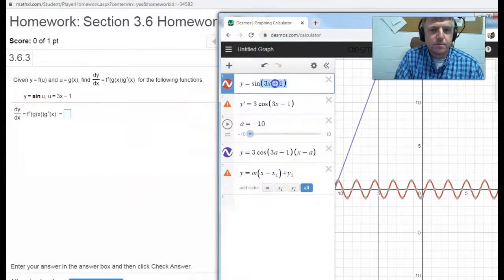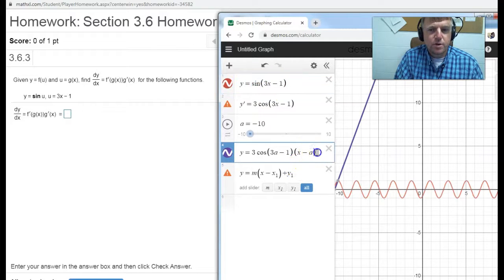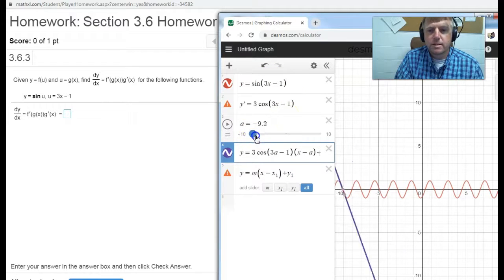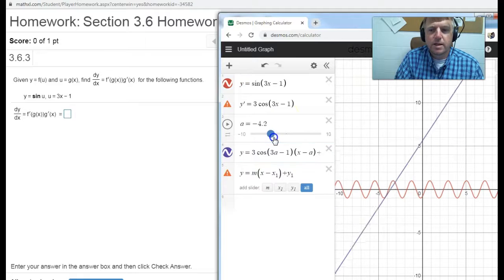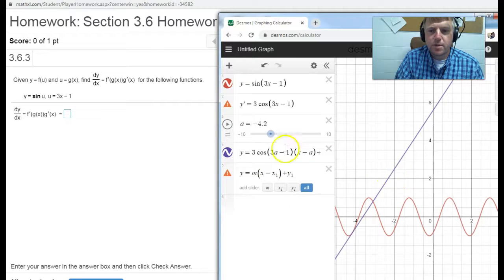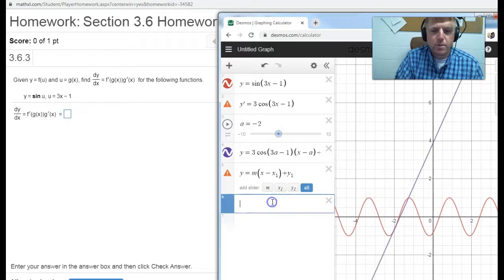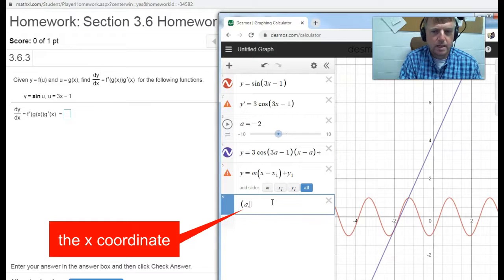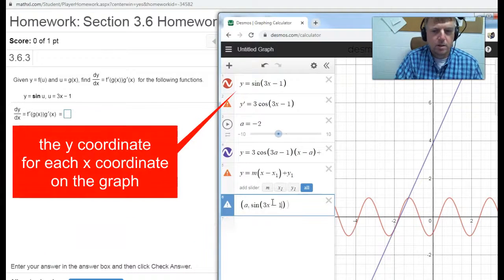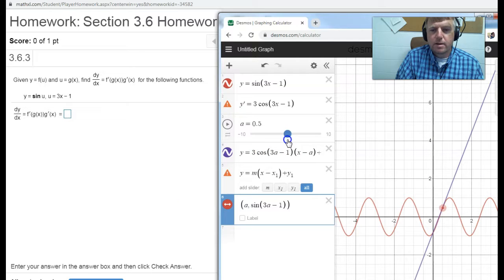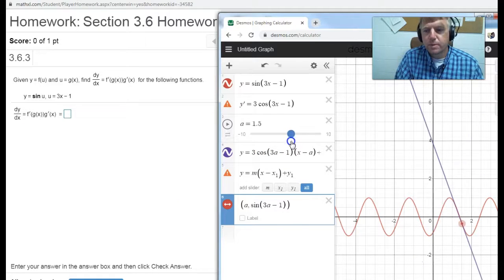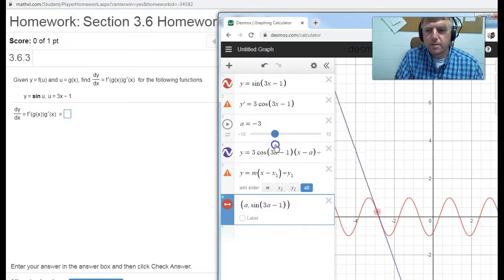So if I grab this, and then again just change that x right there to an a, notice what I get is a tangent line to this thing. All right, it's always tangent. Let me zoom in so we can see. But it's always tangent. And where is it tangent? It's tangent at the point a, comma, sine of 3x minus 1. Or sorry, 3a minus 1. But that's what's going on here.